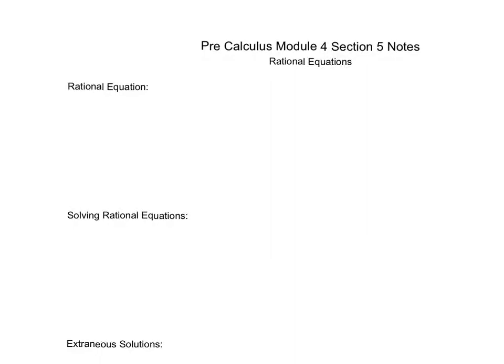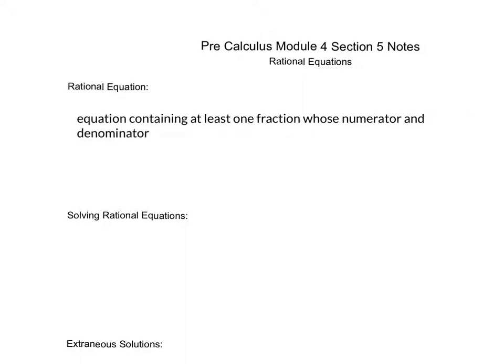In section 5, we're going to talk about rational equations. So first we're going to start with a definition. A rational equation is an equation containing at least one fraction whose numerator and denominator are polynomials.